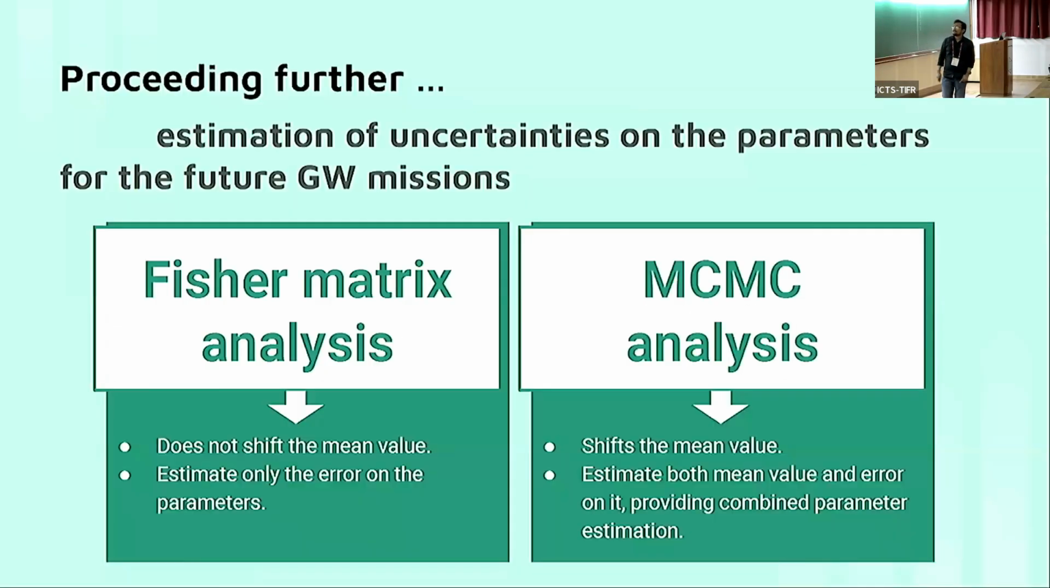To do this, we have considered the Fisher forecast analysis and the Markov chain Monte Carlo analysis, the MCMC analysis. The Fisher forecast analysis basically tells about the uncertainty associated with each of the parameters. It is a fiducial-dependent technique. It only tells about the uncertainty, but it does not tell anything about the mean position, the fiducial position. But the MCMC analysis tells not only the uncertainty associated with the parameters, but also the mean shifts of the parameters. So first let us start with the Fisher forecast analysis.